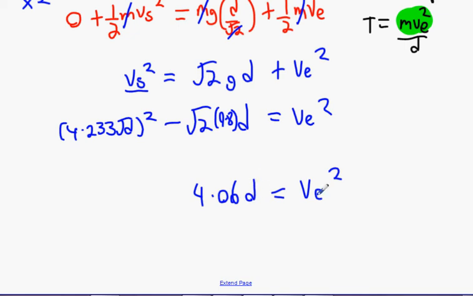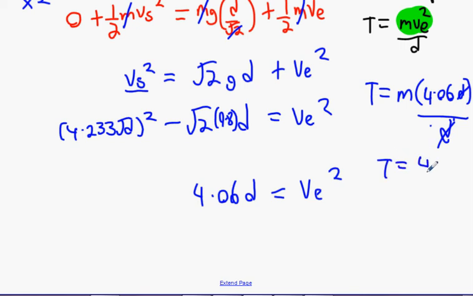Okay. Do I need to isolate v on its own? Look at what I have highlighted in the top right hand side. I just needed to get the ve squared, didn't I? So my T value equals my m times my ve squared value, which is 4.06D, all over D. Not over 4.06, over D. And then look what happens. The D's cancel, and we get T equals 4.06m, and that's your tension.